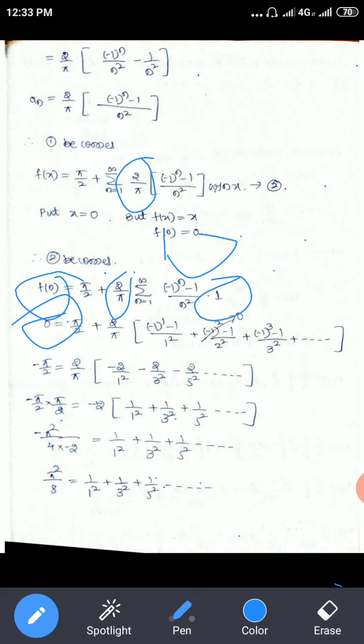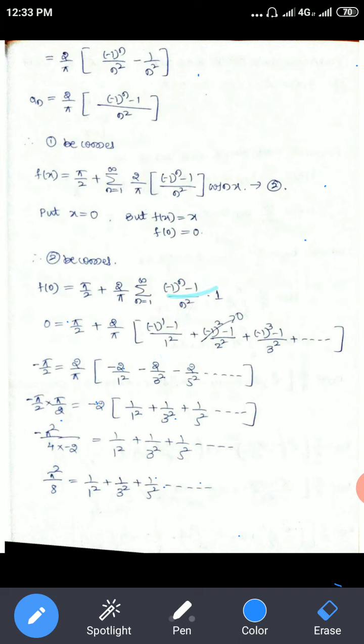Now what you can do is allow n equal to 1, 2, 3, 4 and so on. Take n equal to 1, you get this term, n equal to 2 you get this term, n equal to 3 you get this term. So minus 1 raised to 1 minus 1, that is 1 minus 1, that is 0, 0 divided by 2 square. Remember here, all even terms like 2 square, 4 square, 6 square and so on will reduce to 0, only odd terms are remaining here.